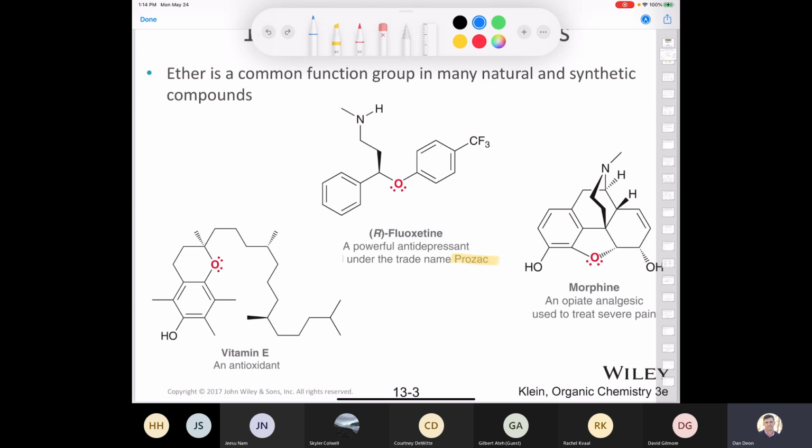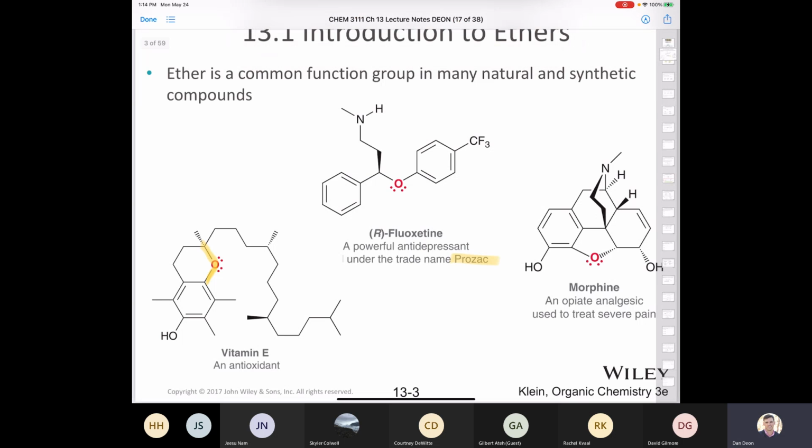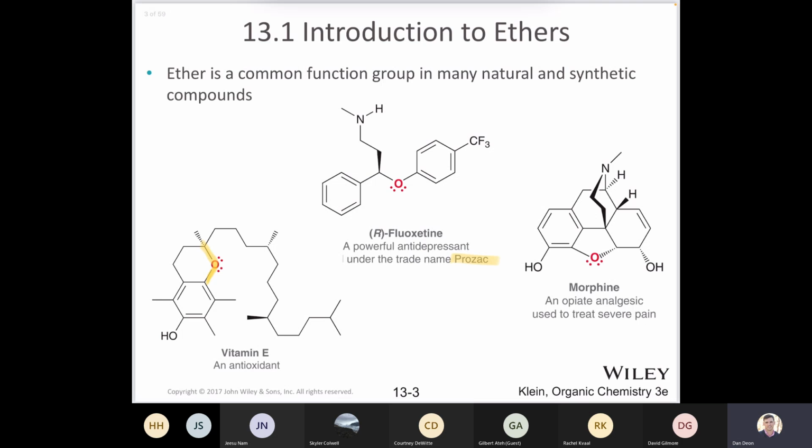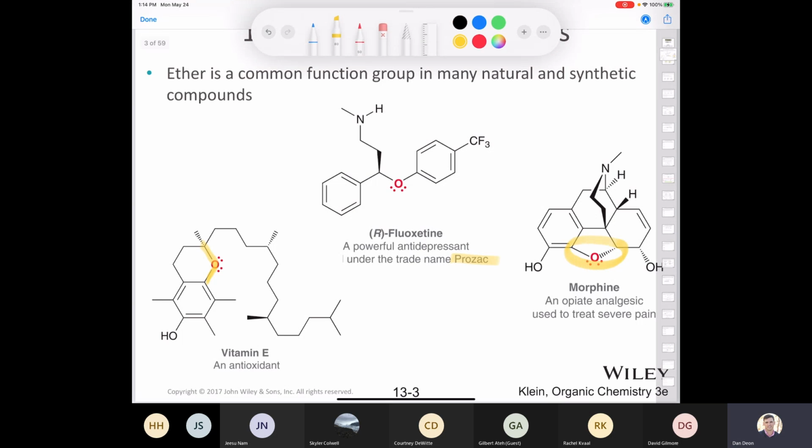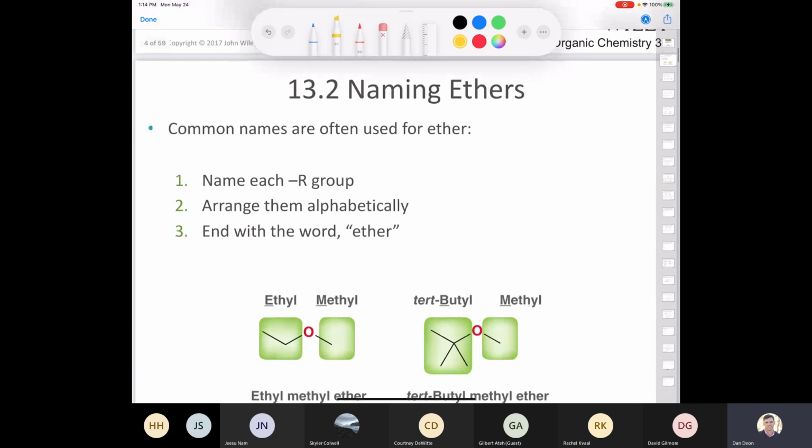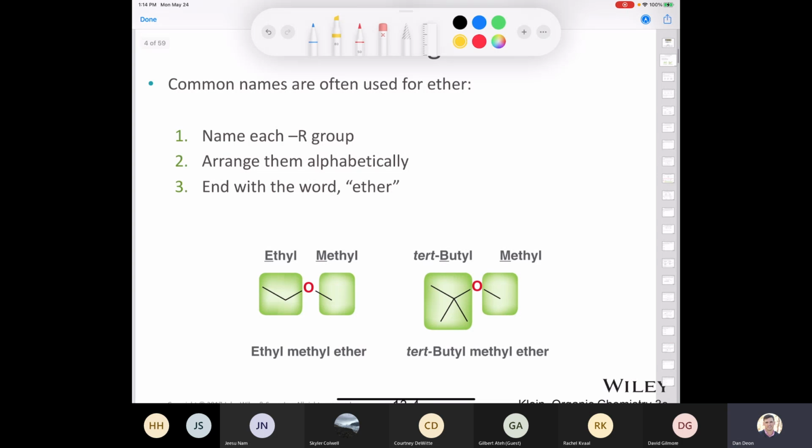What else? You can see that vitamin E is also kind of interesting. It's got an ether inside it. And then if you look at the structure of morphine, you can see it is a pretty complex structure. You've got a bridge in there. You've got a bunch of rings, 5 different rings. It's a nitrogen in the bridge there. You've got a couple of hydroxyls, so it's also an alcohol. But you see that there is an ether inside morphine right there. So those are kind of interesting: Prozac, morphine, vitamin E. So how do we name an ether?